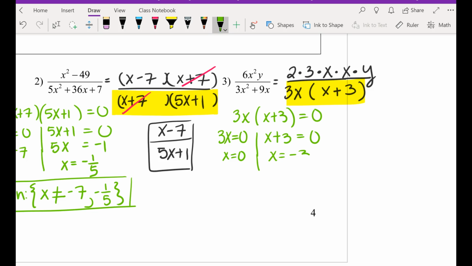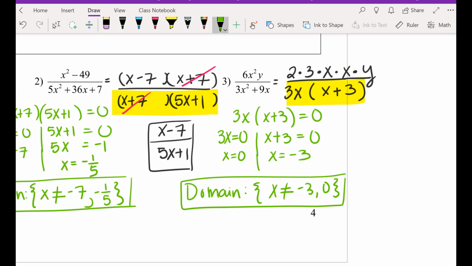X is? All right, so state your domain. This is the same thing as stating the restrictions of the domain. X cannot be what? Negative 3 and 0. Okay. Now can I reduce? What are you going to take out? The 3 and the 3. What are you going to take out next? The x and the x. So what are we left with on the numerator? 2 times x times y all over x plus 3. Good job. Box it up.